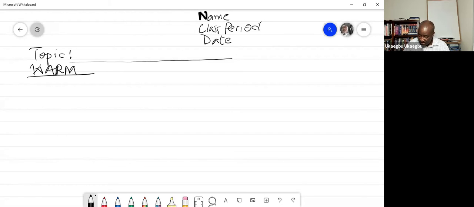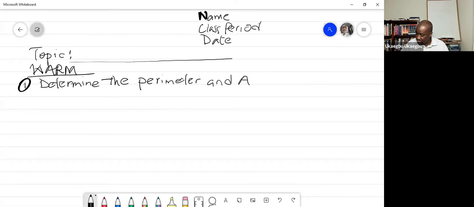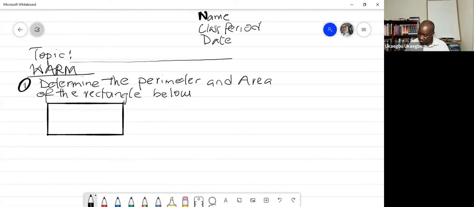So the first one is: determine the perimeter and area, not really a triangle, I meant to say rectangle, of the rectangle below. So I'm going to draw a rectangle. Once I draw the rectangle, I am going to say that this side is, you can do it in feet, it doesn't matter. That's question number one.